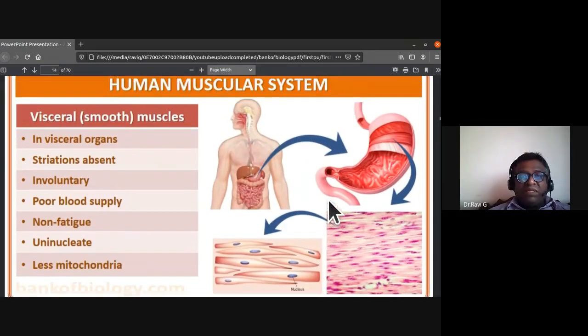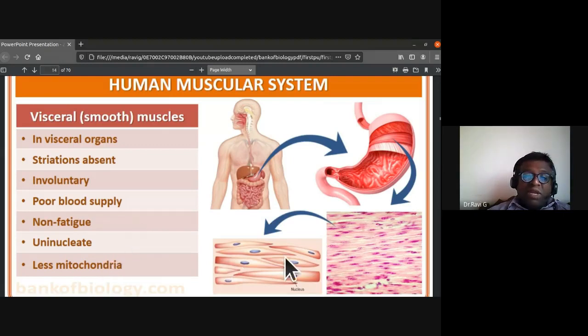In the human muscular system, we have the visceral muscles, which we also call smooth muscles. In visceral organs, you find these smooth muscles. Smooth muscles are spindle shaped. They have a prominent nucleus. Okay, striations are absent. These smooth muscles are involuntary. They are not under our control. You cannot control the movement of these visceral or smooth muscles. They have poor blood supply. They do not undergo fatigue, that is, they never become tired.